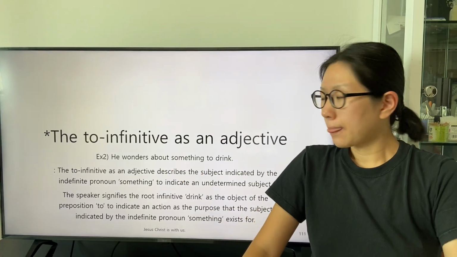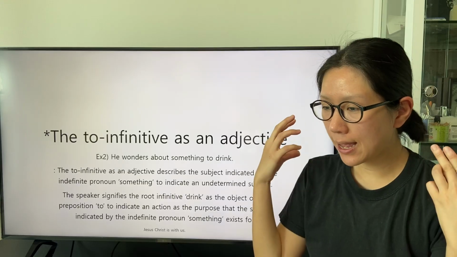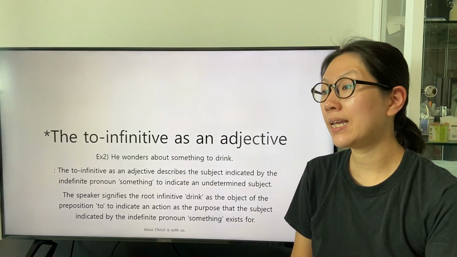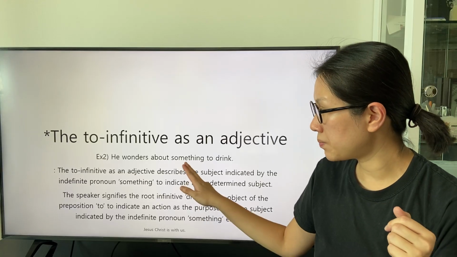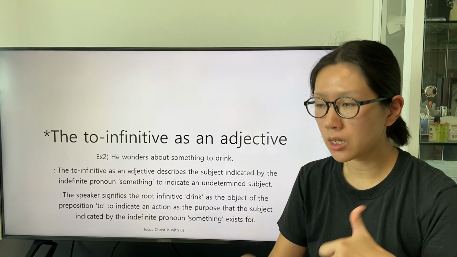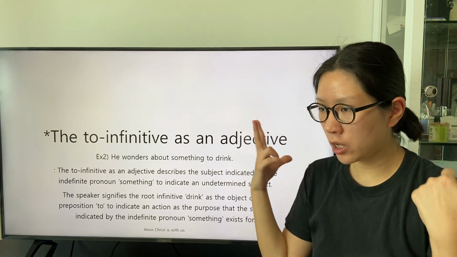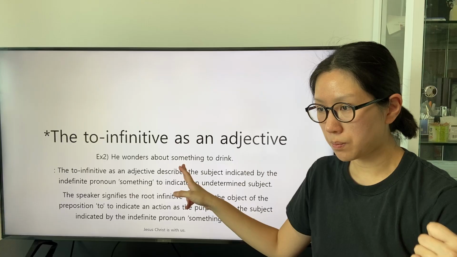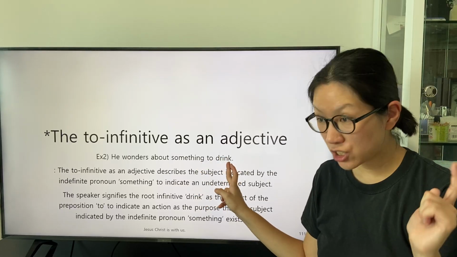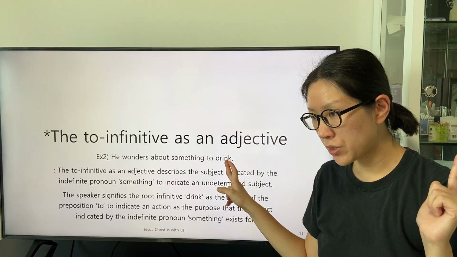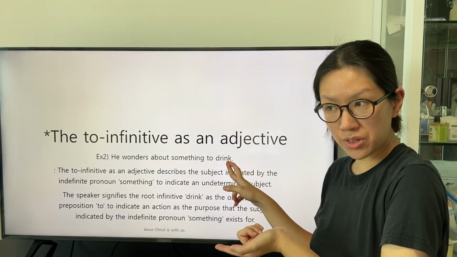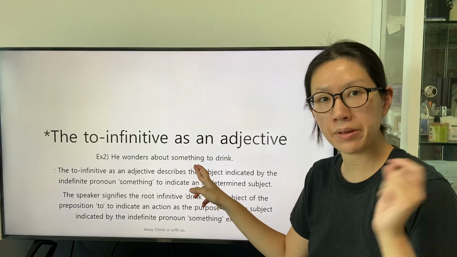So the speaker emphasizes the fact that the object indicated by the indefinite pronoun is indefinite, and the speaker admits the existence of the object indicated by the indefinite pronoun something at first, and the speaker mediates the relationship between the subject indicated by the indefinite pronoun something and the action described by the root infinitive drink as a purposed action for the existence of the subject indicated by the indefinite pronoun something.